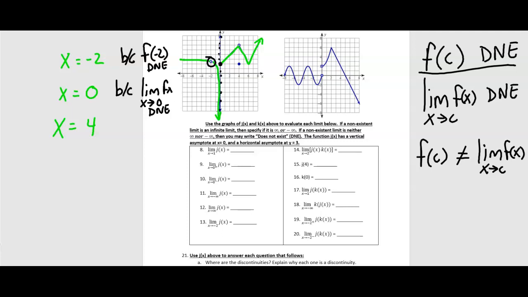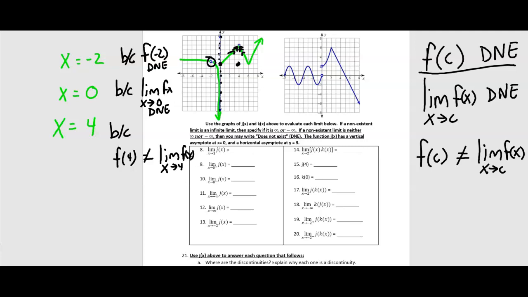Finally, on number 4, the limit exists because the limit is 6. The function exists because the function's value is 2. But the problem is those aren't the same spot. And so that's another reason why there's a discontinuity there. That would be because f of 4, even though it exists, and the limit at 4, even though it exists, are not the same. And so those are your three reasons why a function may have a discontinuity at a given point.